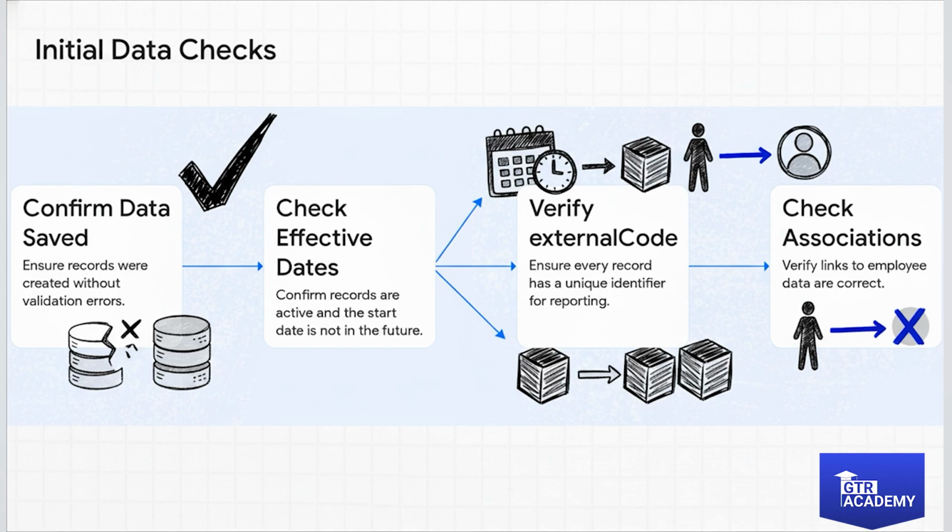Third, does every single record have a unique external code? This is the system's social security number for each piece of data. It's absolutely non-negotiable for reporting. And finally, if it's tied to an employee, is that association, that link, pointing to the right user? A broken link here means a dead end for your report.